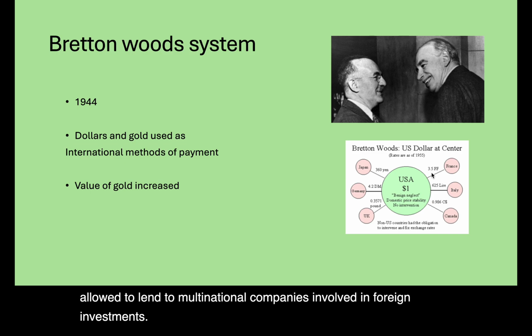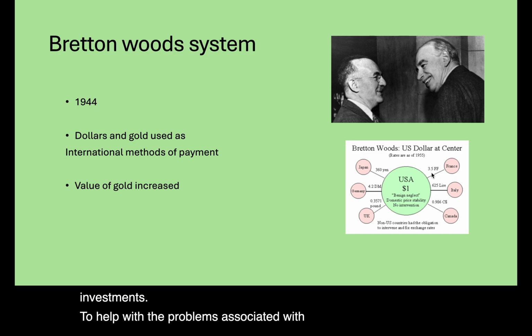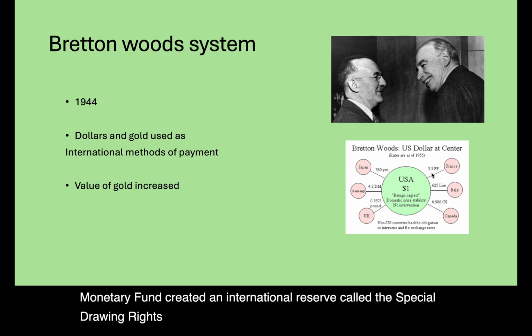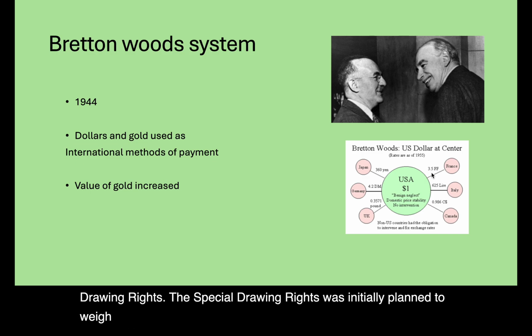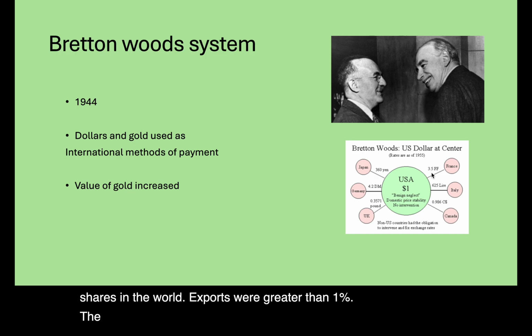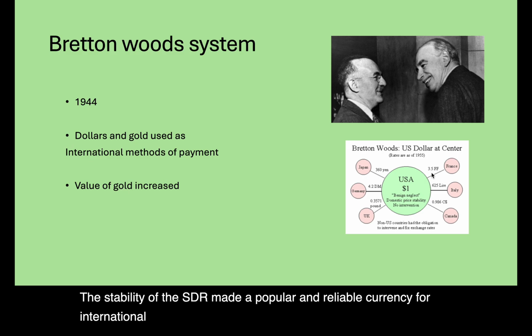To help with the problems associated with the dollar, the International Monetary Fund created an international reserve called the Special Drawing Rights. The Special Drawing Rights was initially planned to weigh the average of the 16 currencies whose country shares in the world exports were greater than 1%. The stability of the SDR made it a popular and reliable currency for international contracts.